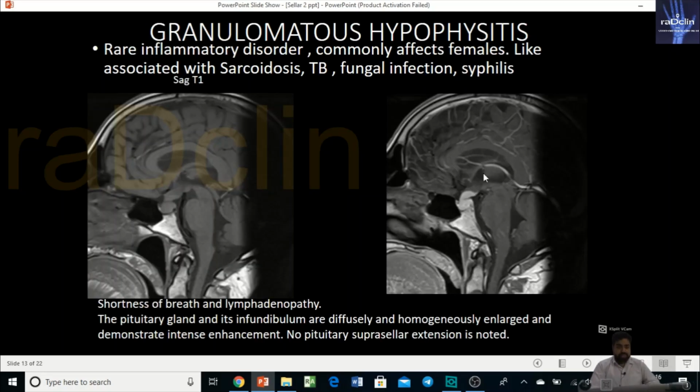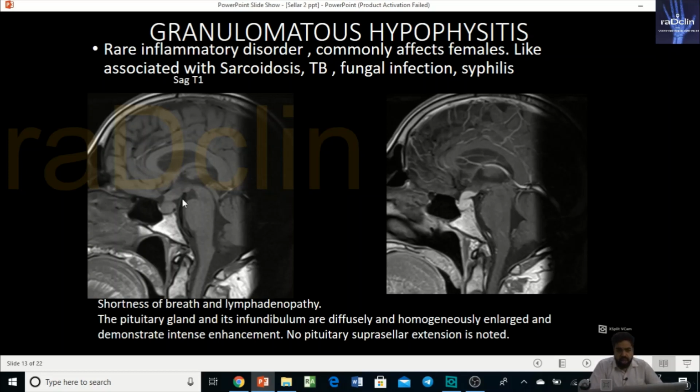Now, the next is granulomatous hypophysitis. It is a rare inflammatory disorder, commonly affects females, and is associated with sarcoidosis, tuberculosis, fungal infection, syphilis. So, again, history plays a very important role in this. Again, the stalk and the pituitary gland are both involved. How is history important? A particular patient comes with shortness of breath and lymphadenopathy in the chest. She has hormonal complaints and headache, and some visual disturbance can be present at times.